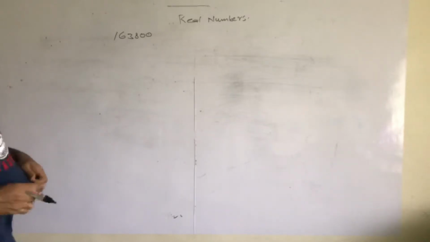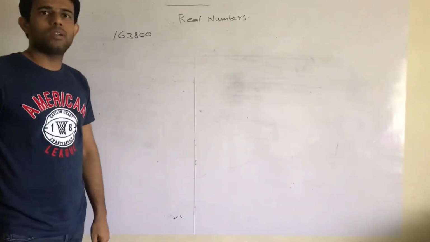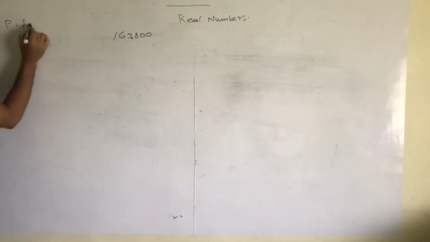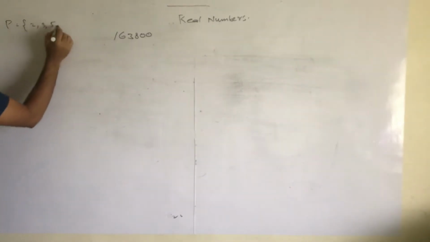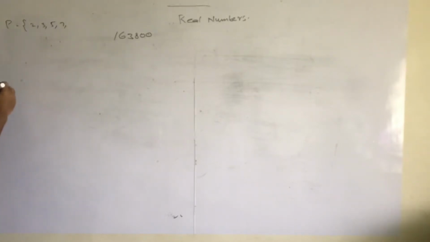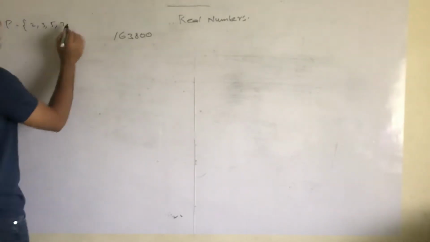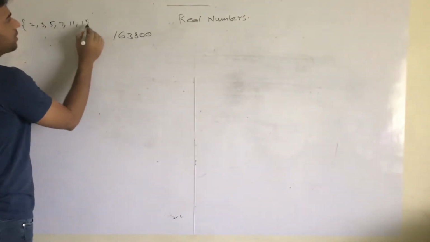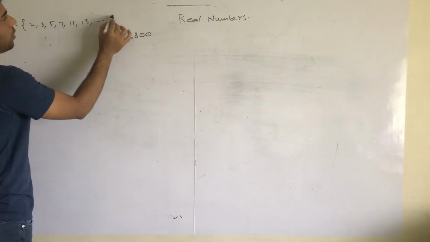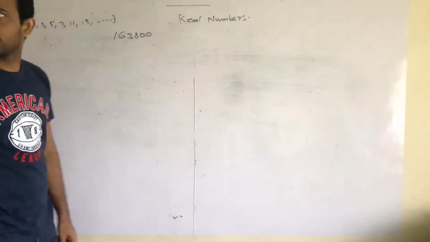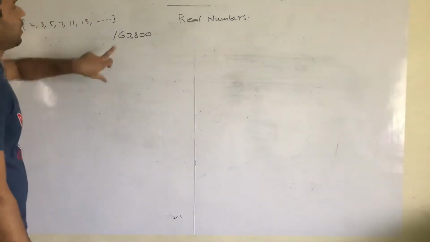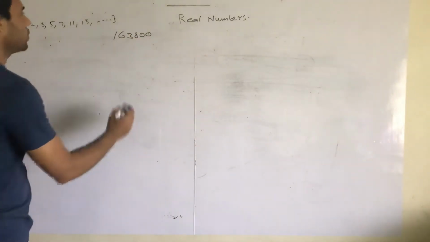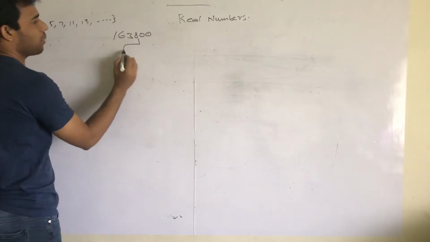So what are the prime numbers? Let's say 2, 3, 5, 7, and 9 is not a prime number. It's an odd number but not a prime number. And then we have 11, 13, and so on. So these are the prime numbers, and I have this number 163800, which I can write in terms of prime factors.